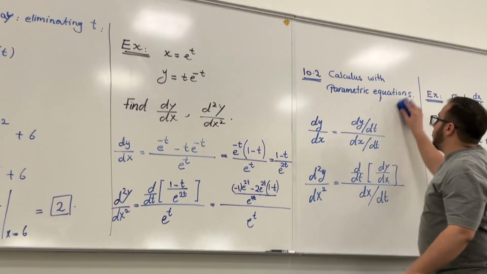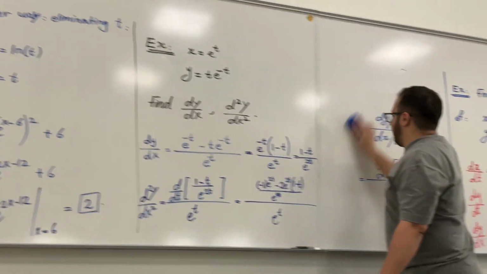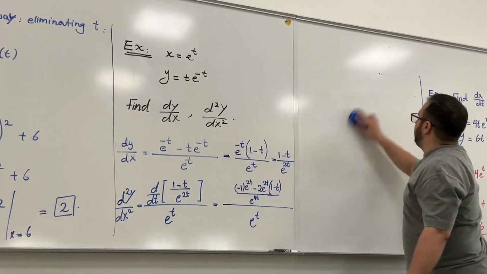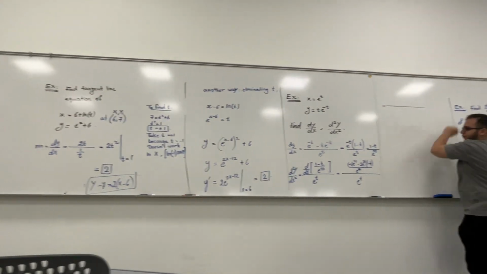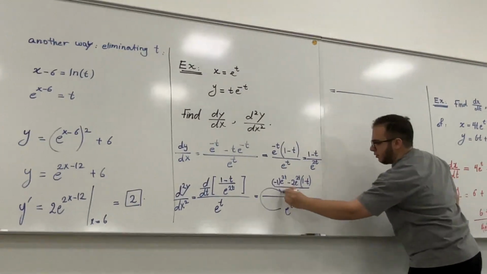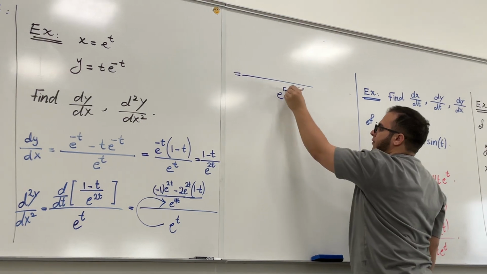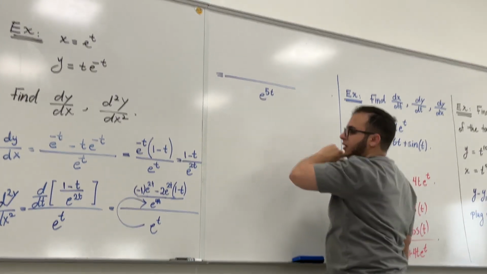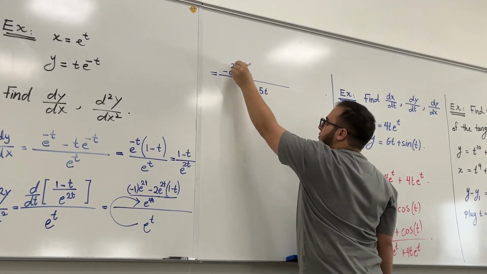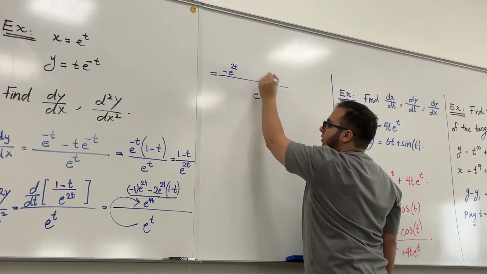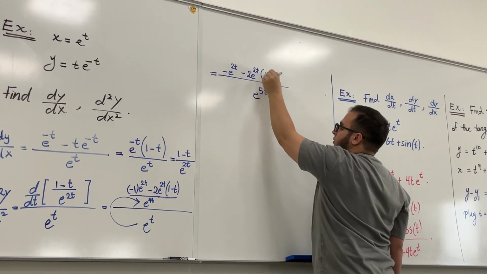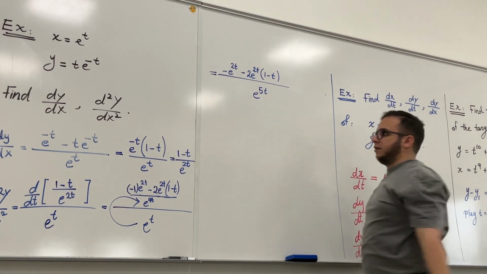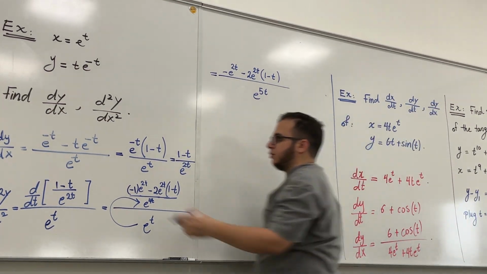What I can do now, I can simplify it a little bit. Let's simplify it because there is another part of this question that I want to discuss. So this will go here: e to the 5t, and then minus e to the 2t, minus 2e to the 2t. Okay? So this is part A of this question.